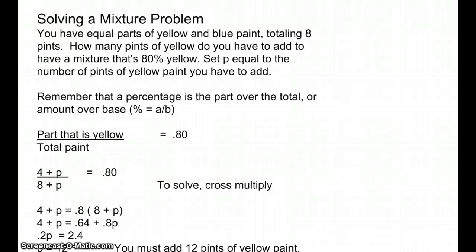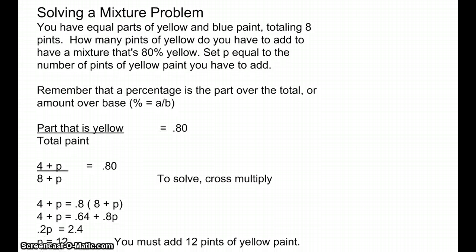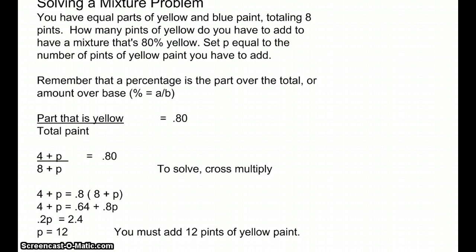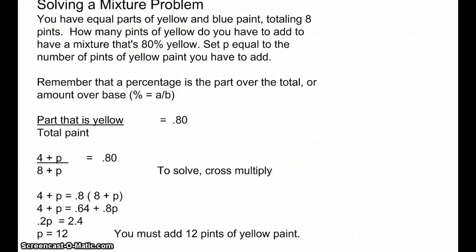We're going to look at solving a mixture problem now using these methods. Here's the problem. You have equal parts of yellow and blue paint totaling 8 pints. How many pints of yellow do you have to add to have a mixture that's 80% yellow? You're going to set P equal to the number of pints of yellow paint you have to add. That's what you need to find, so that's your variable.